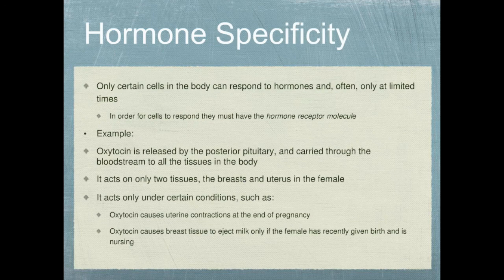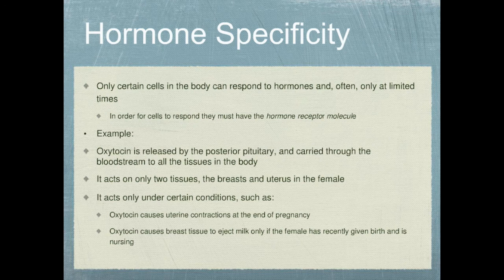Only certain cells in the body can respond to hormones, and only at limited times. In order for cells to respond, they must have a hormone receptor molecule in order to pull the hormones in. An example of that would be the hormone oxytocin.